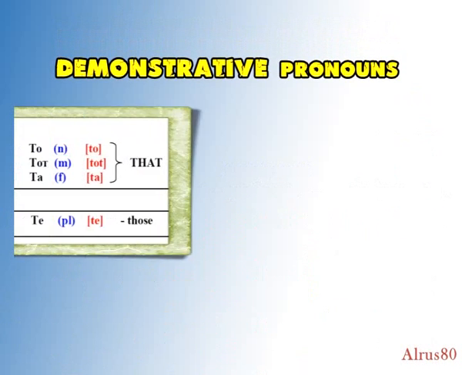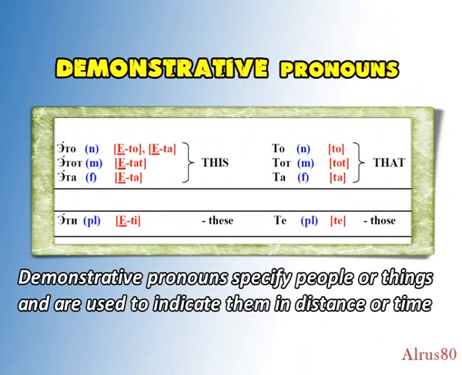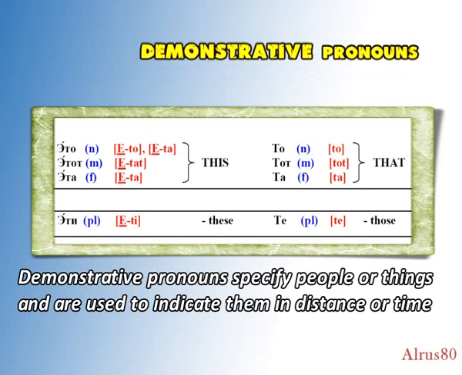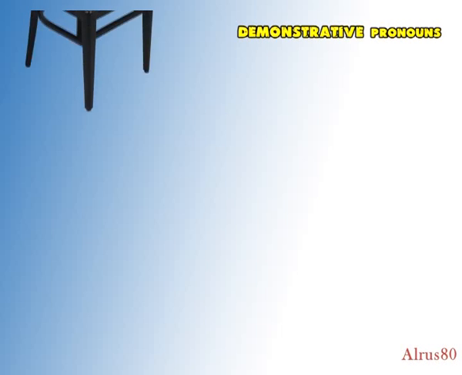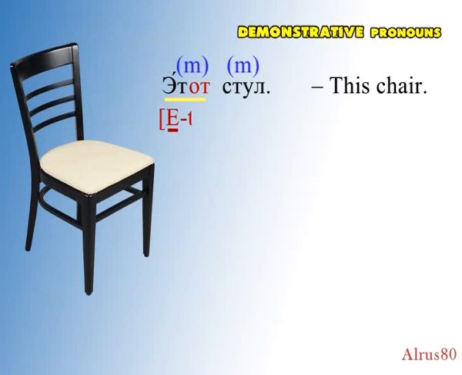Demonstrative pronouns. Demonstrative pronouns specify people or things and are used to indicate them in distance or time. Это, этот, это, эти. То, тот, та, те. Learning a language is also about knowing some syntax, which means you are able to use grammatical constructions correctly in your speech, as much as you can.